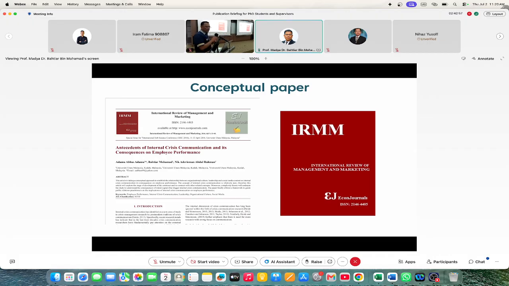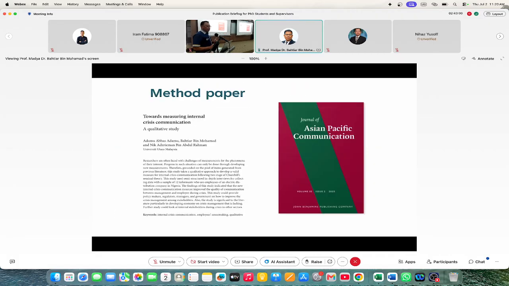Okay, so for the second paper, this is a method paper. When they wrote chapter 3, they came out with another paper from chapter 3, a method paper. So he published in Journal of Asia Pacific Communication. It's a free journal, Q2 and free, no need to pay. So this student has 2 Scopus articles before the Viva, before the Viva lah. Okay, it's a method paper, a qualitative study. Because they have a mixed method, they have qualitative data in chapter 3, then they published one.